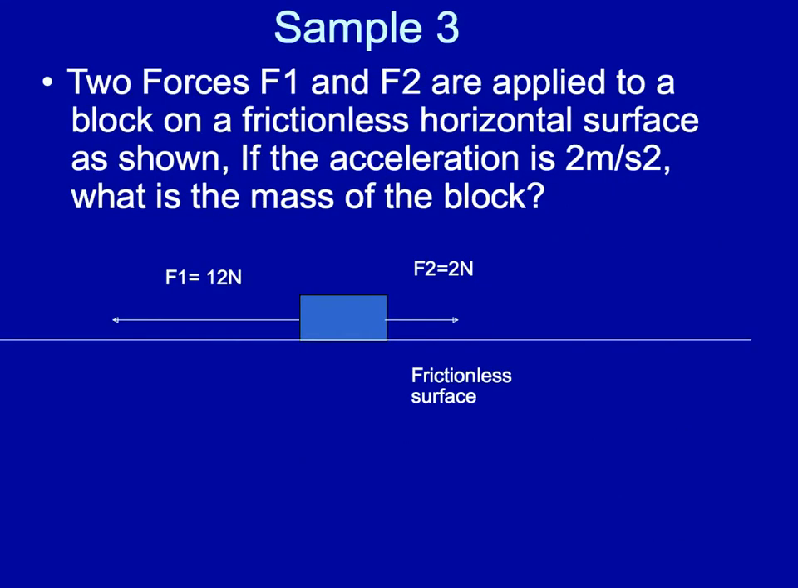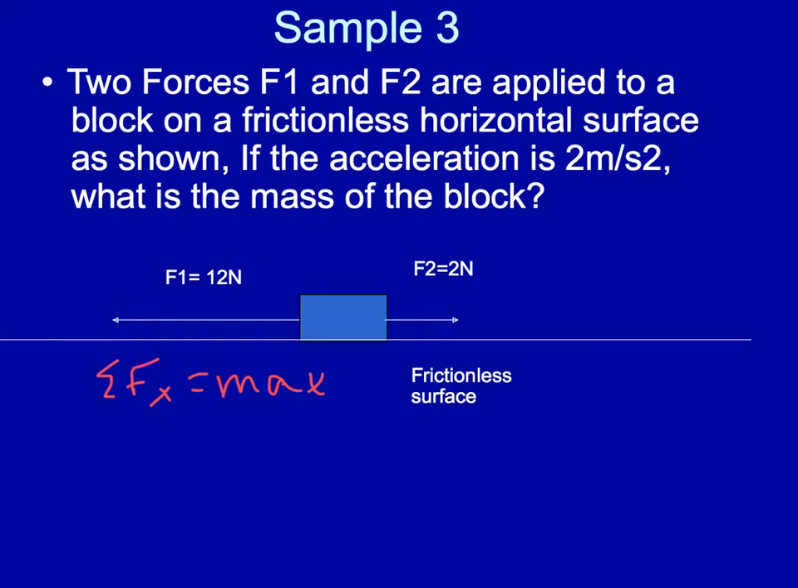Okay, two forces F1 and F2 are applied to a block on a frictionless horizontal surface as shown. If the acceleration of the block is 2 meters per second squared, what is the mass of the block? Well, we're obviously dealing with a force, a mass, and an acceleration, and the sum of the forces in the x direction is equal to m times a in the x direction. And again, our unknown is mass. So what do we have?